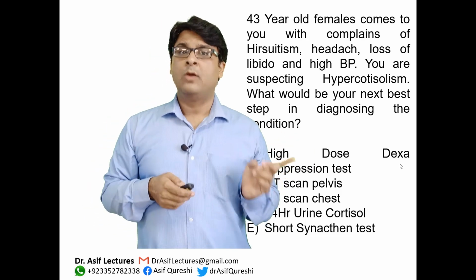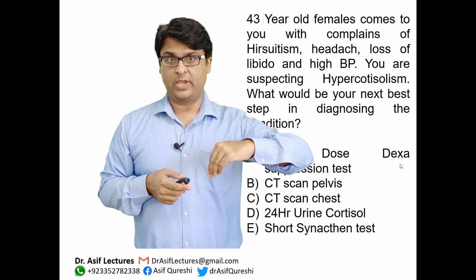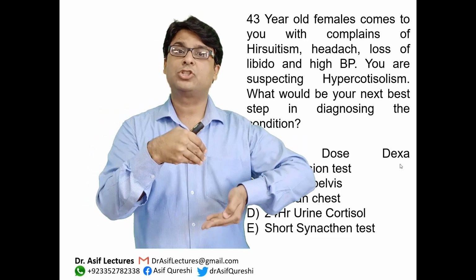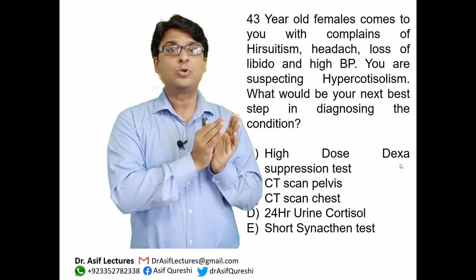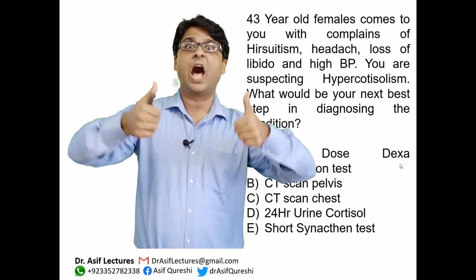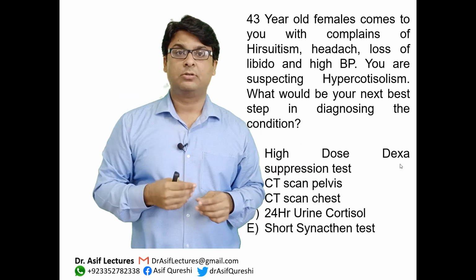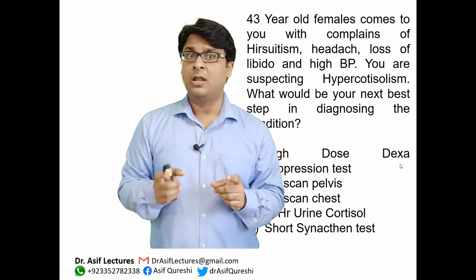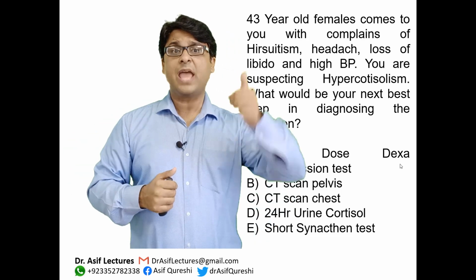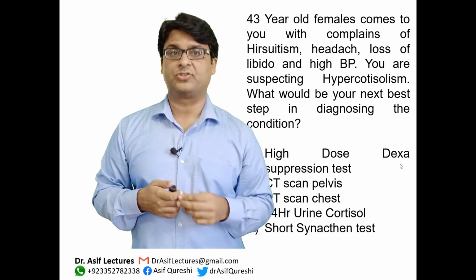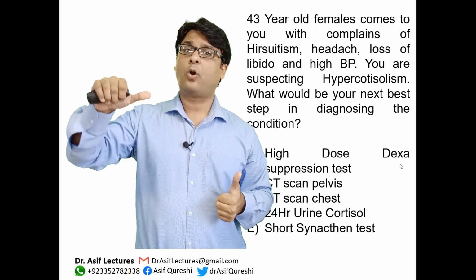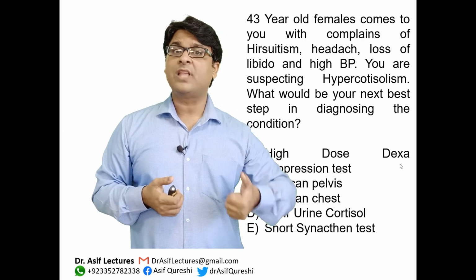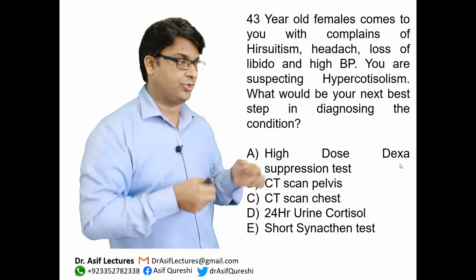Short synacthen is done when you are suspecting low cortisol production, okay? And therefore, that's a stimulation test. You give ACTH and try to stimulate cortisol. So here, we don't have a problem with low cortisol. We have a problem with high cortisol. So option E is out. Because you know from my previous lecture that short synacthen was done when you were suspecting low cortisol. Here it is high cortisol. But in this clinical scenario, we are dealing with high cortisol levels. Okay, so option E is out.